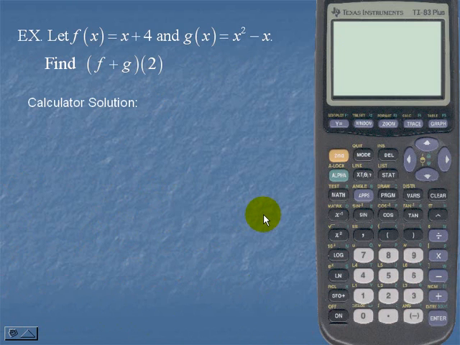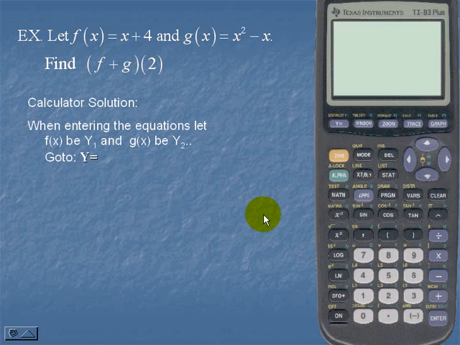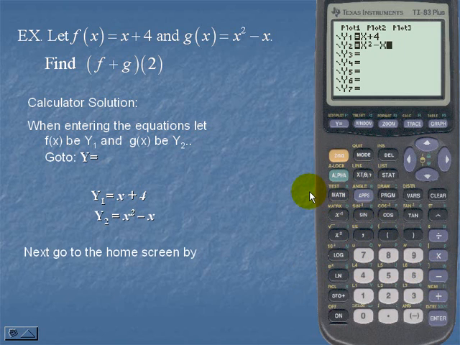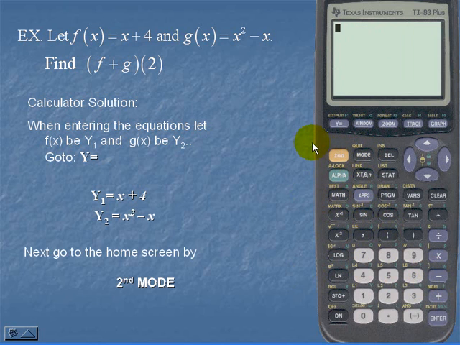Let's take a look at the calculator solution. When entering the equations, we'll let f of x be y sub 1 and g of x be y sub 2. So we should go to the Y equals. We'll let y sub 1 equal x plus 4, and I want to hit enter to go to our next equation. We're going to let y sub 2 equal x squared minus x. We now need to go to the home screen, so we're simply going to hit second, mode, which is the quit.